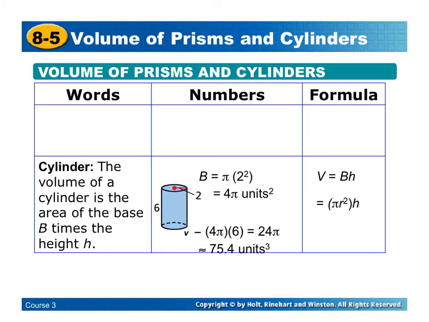Now the nice thing about volume is the same formula we used for volume of a prism is the same formula we can use for volume of a cylinder. So we're going to find the area of the base and multiply it by the height. It's just that when we're working with the area of the base, we're going to have to use that area equals pi times your radius squared.